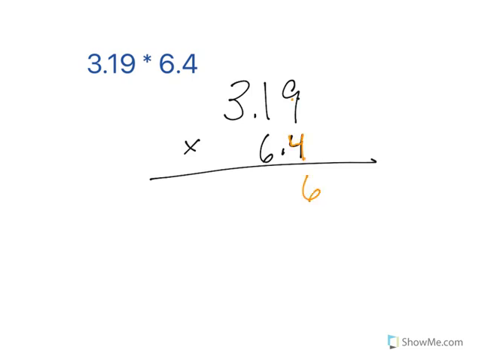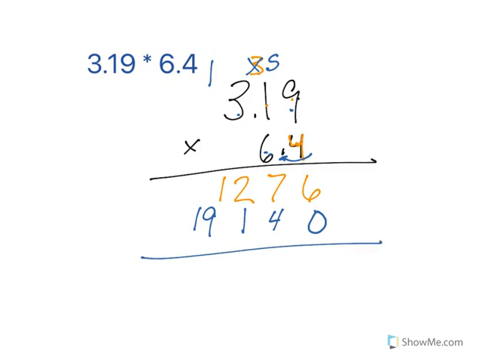4 times 9 is 36. 4 times 1 is 4. 4 plus 3 gives me 7. And then 4 times 3 is 12. I'm coming down with a phantom 0 because I'm one place over. 6 times 9 is 54. Carry my 5. 6 times 1 is 6, plus 5 is 11. Carry my 1. And 6 times 3 is 18, plus 1 is 19.